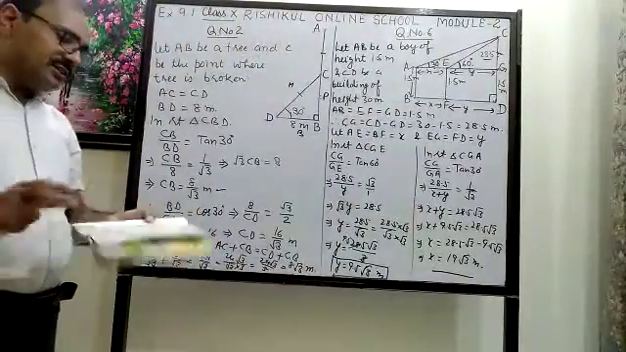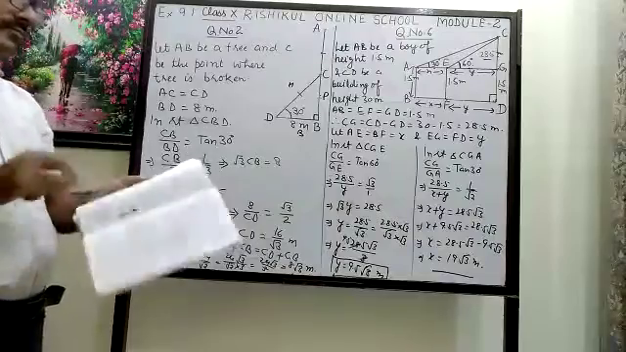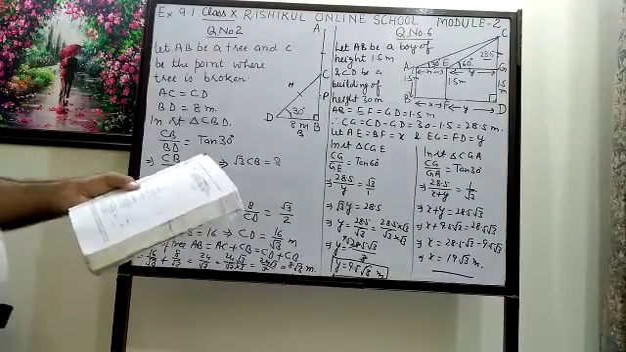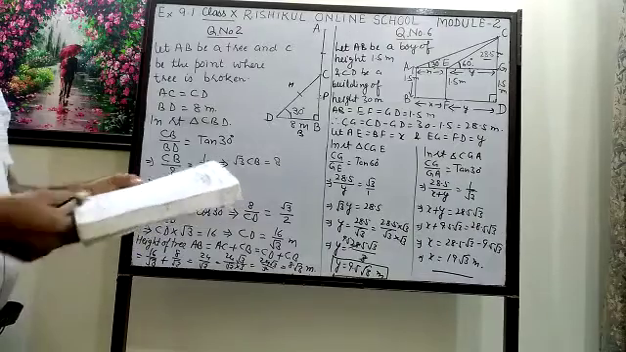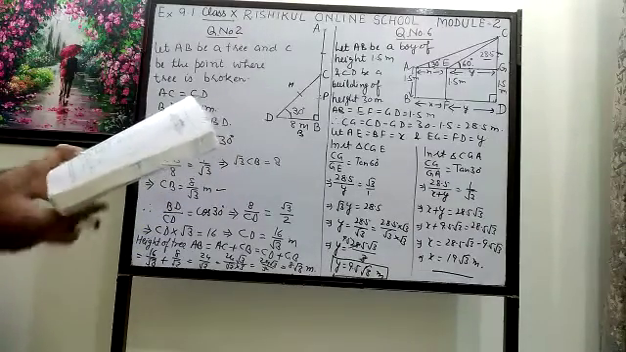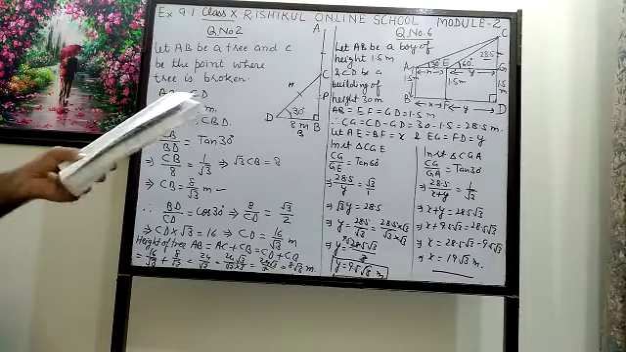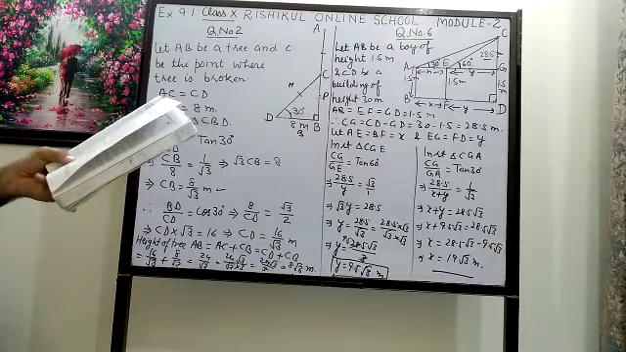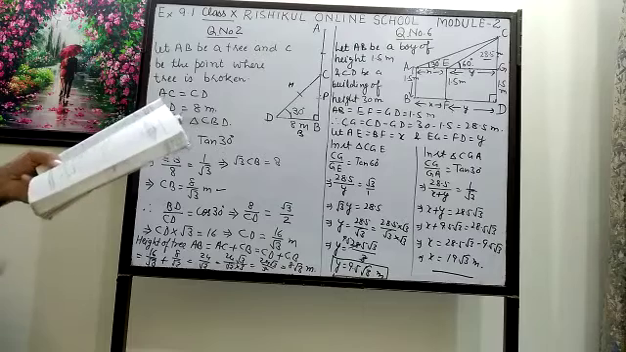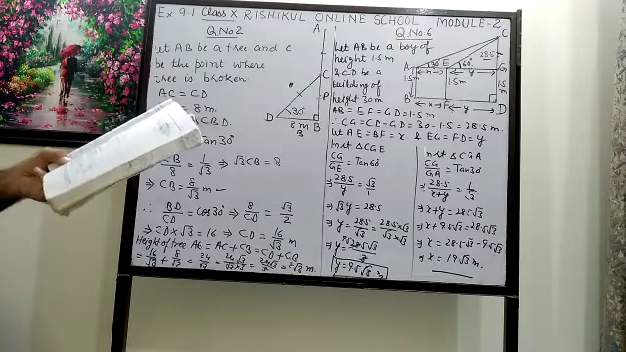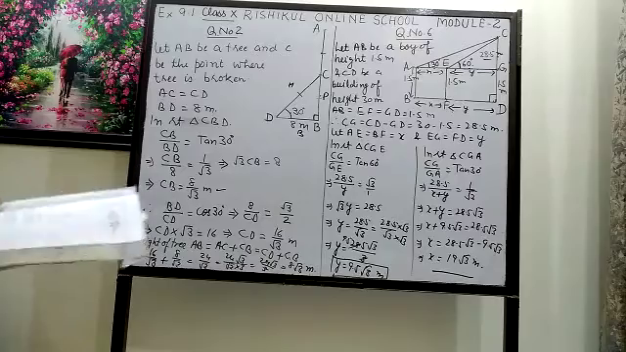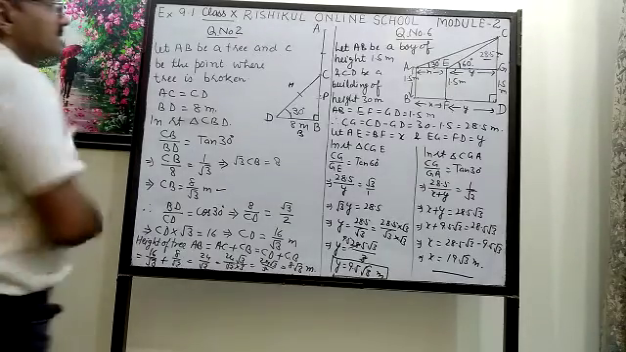The question number 2 is: a tree breaks due to storm and the broken part bends so that the top of the tree touches the ground, making an angle of 30 degrees with it. The distance between the foot of the tree and the point where the top touches the ground is 8 meters. Find the height of the tree. You see very attentively, students.